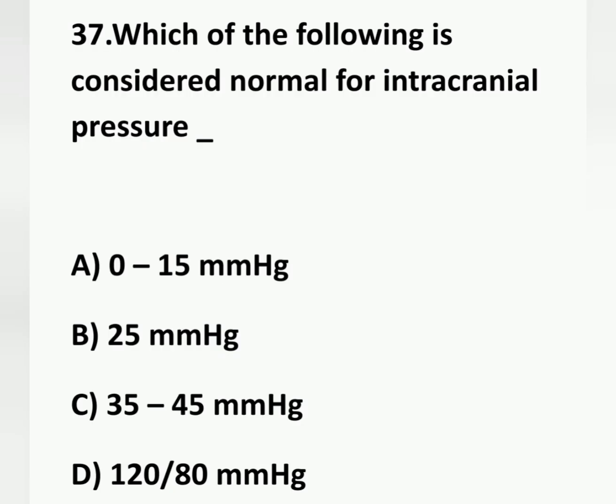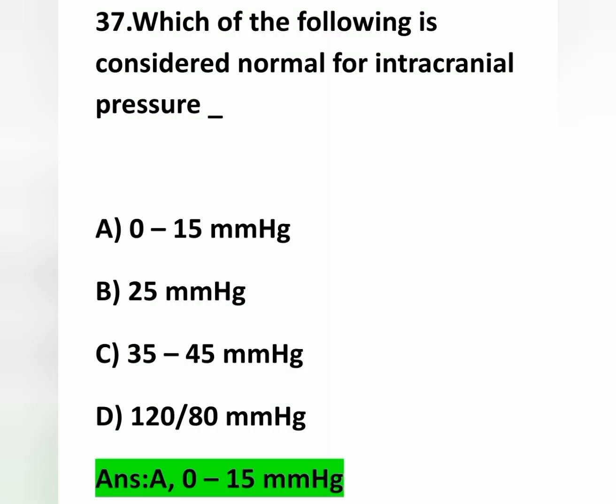The next question. Which of the following is considered normal for intracranial pressure? Option A, 0 to 15 mmHg. Option B, 25 mmHg. Option C, 35 to 45 mmHg. Option D, 120 by 80 mmHg. Normal intracranial pressure is 0 to 15 mmHg. Option A is the correct answer.